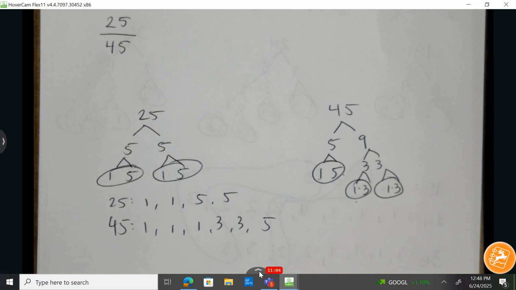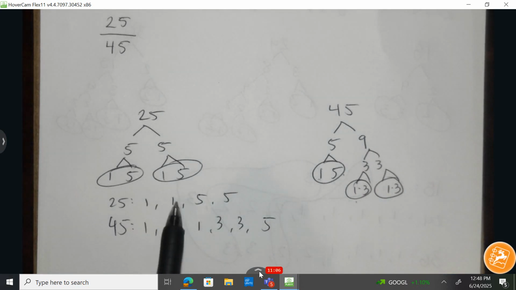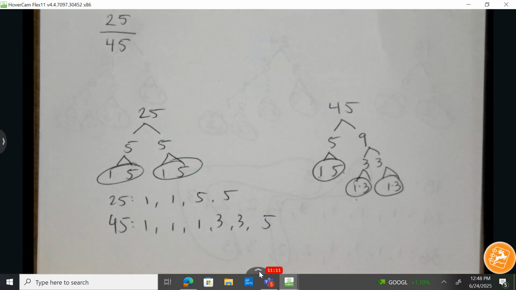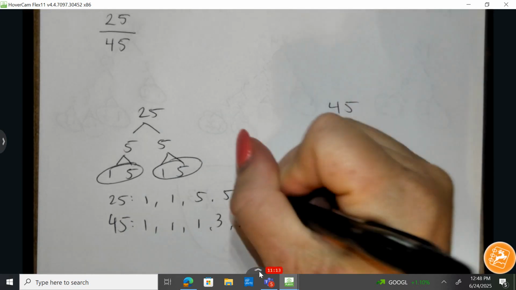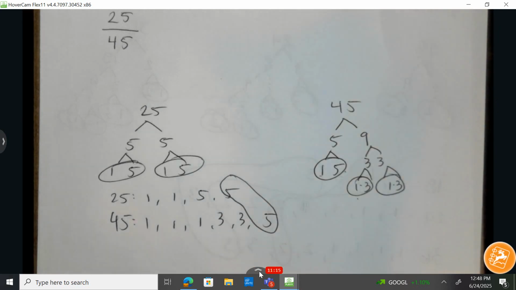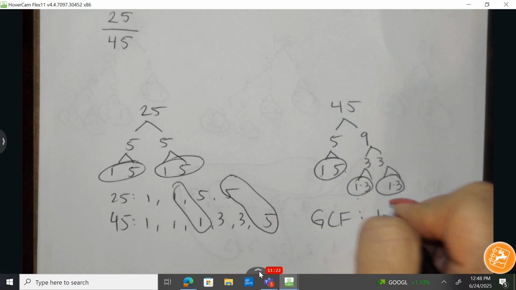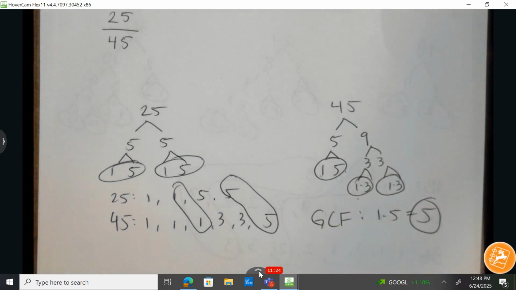And if you're unsure about this, you can always go back and check. 1 times 1 times 5 times 5 is 25. And if I multiply these 6 values, I do achieve 45. Okay, let's go. We both have 5s. And yes, they have a 1, but multiplying by 1 is not going to do anything. So the GCF of 25 and 45 is 1 times 5, which is in fact 5.